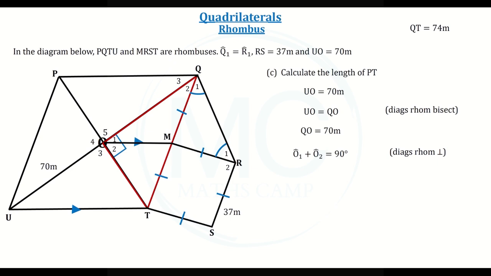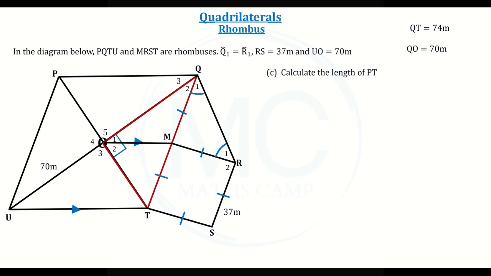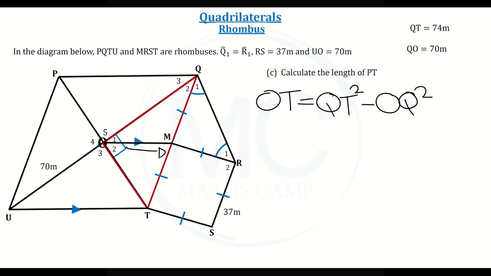So let's make some space and make a note up here that QO is equal to 70 meters. In triangle QOT, QT lies directly opposite the 90-degree angle. So QT is the hypotenuse. So to find the length of OT, we can say OT is equal to the length of the hypotenuse QT squared minus the length of the third side OQ squared, all under a square root.